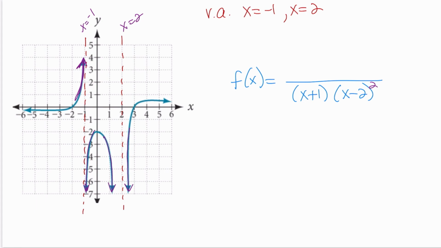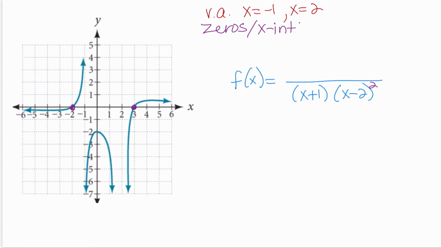The other thing that I'm going to look at now are the zeros. The zeros are wherever the graph crosses the x-axis. I have a zero at x is equal to negative 2. Those are my zeros, or x-intercepts, or roots. So here I have x is equal to negative 2. And the other place where it crosses is x is equal to 3. Those zeros or x-intercepts belong to the numerator part of this rational function. So I'm going to write these as factors: x plus 2 and then x minus 3.